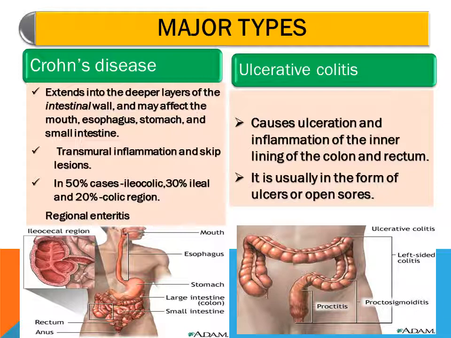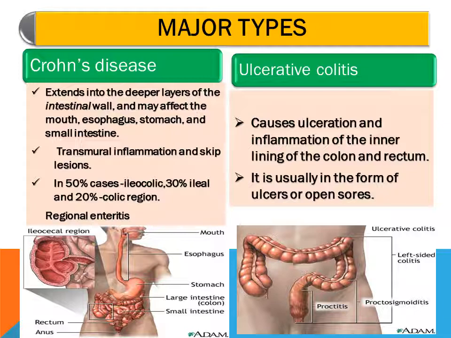Crohn disease extends into the deeper layers of the intestinal wall and may affect the mouth, esophagus, stomach, and small intestine, but can also be in the large intestine. Transmural inflammation and skip regions are the characteristic of Crohn disease. In 50% of cases it is ileocolic, 30% ileal, and 20% colic.